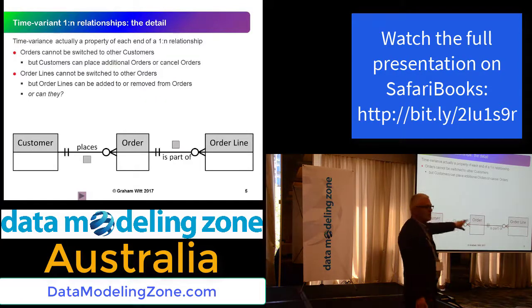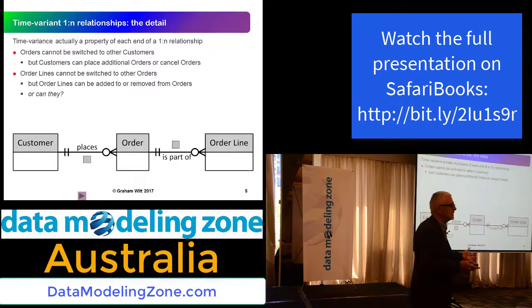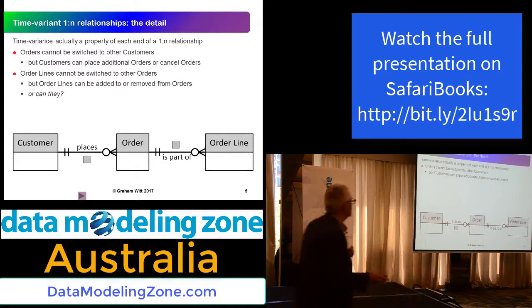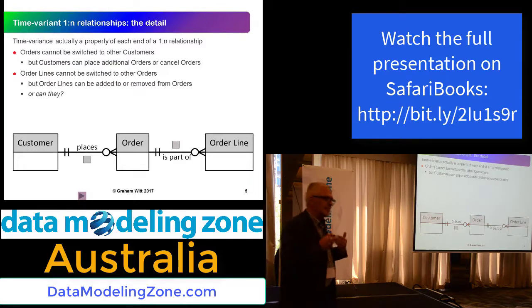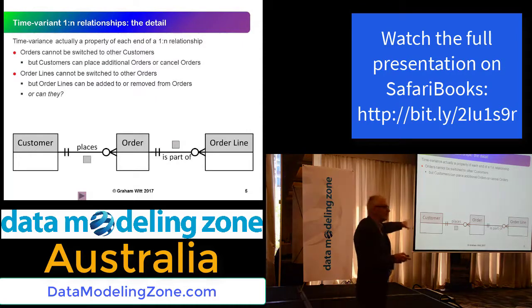Orders cannot be switched to other customers. So if I raise an order, it can't all of a sudden become an order for somebody else. I would close down my order and a new order would be created by somebody else or for somebody else. Although, of course, as a customer, I can place additional orders, cancel orders, possibly even change my orders. So the fact that it's non-time variant is really about the customer end. The customer who has placed the order cannot change.